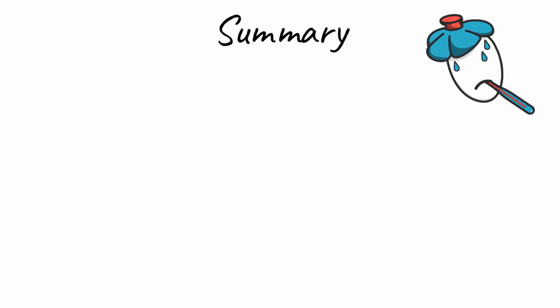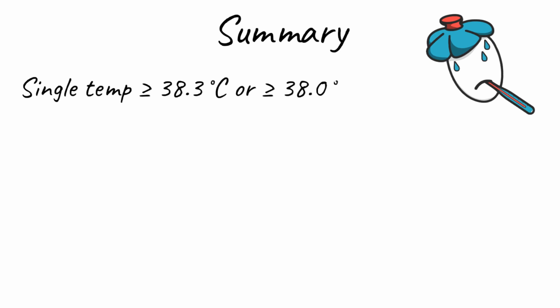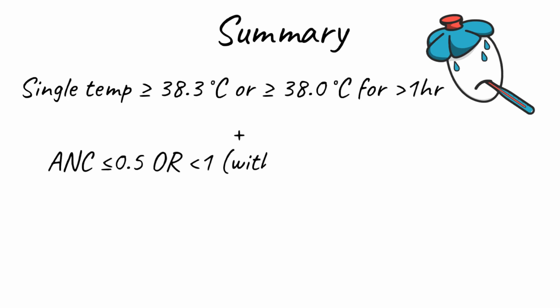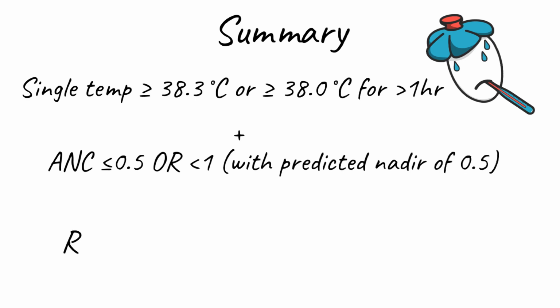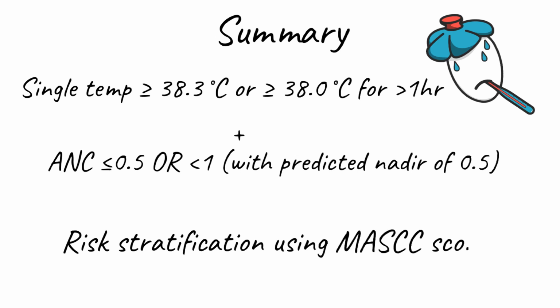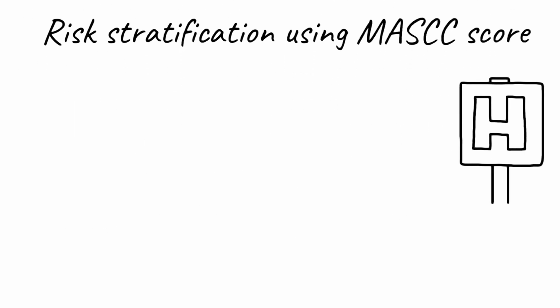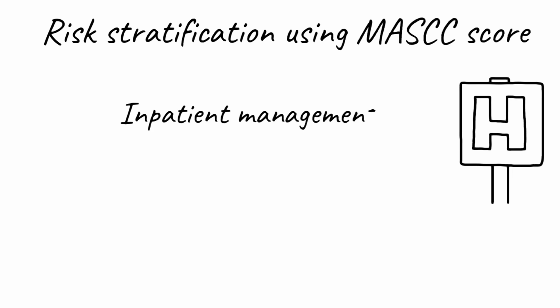In summary, febrile neutropenia is defined as a temperature of or above 38.3, or a temperature greater than or equal to 38 degrees for at least an hour, plus an ANC of less than 0.5 or less than 1 with a predicted nadir of 0.5. We will risk stratify using the MASCC score, and with this we will direct inpatient or outpatient management.